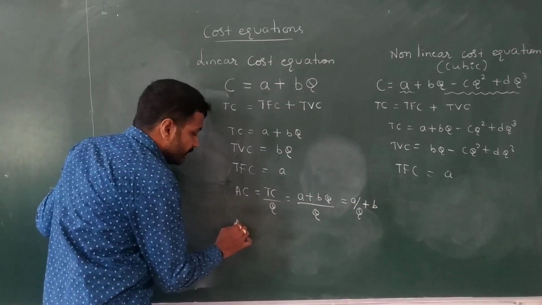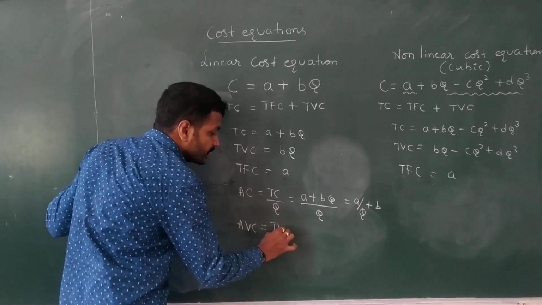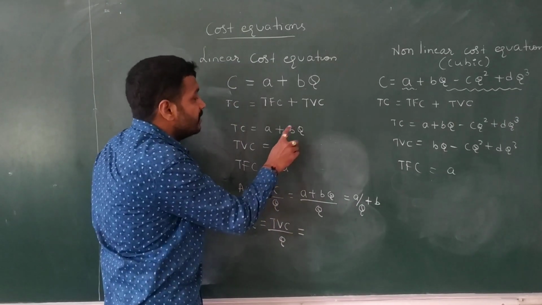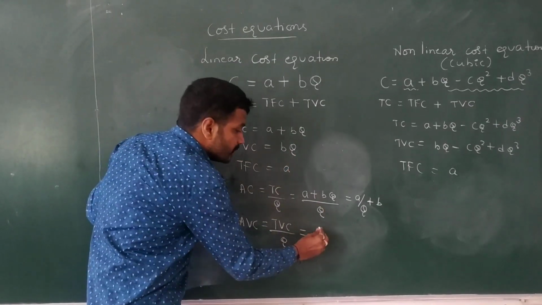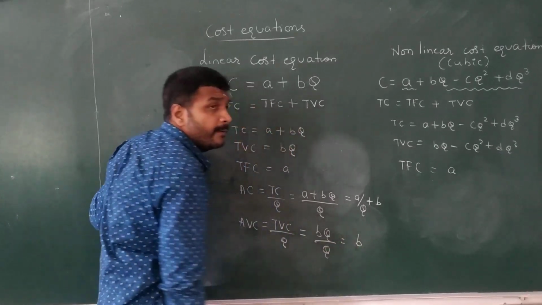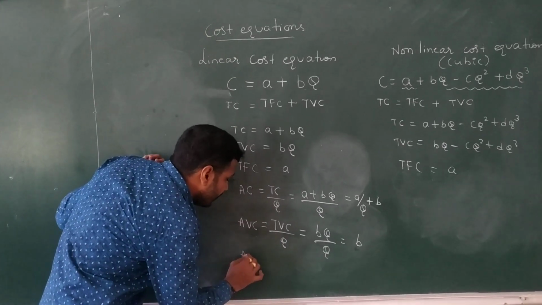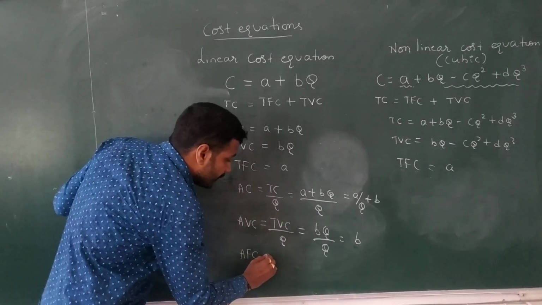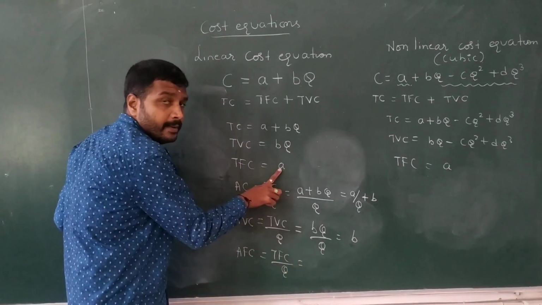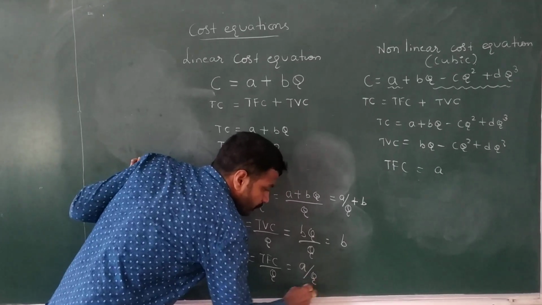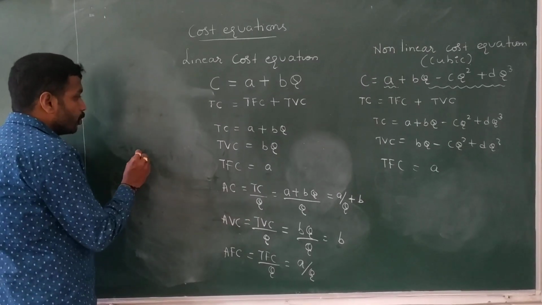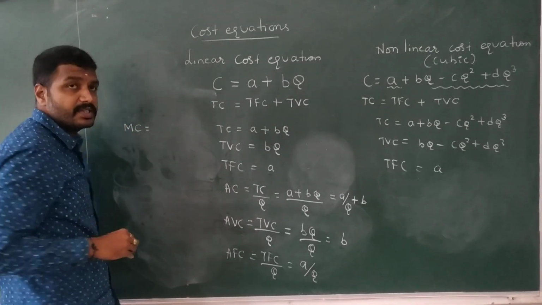Now we will consider average variable cost, which is nothing but TVC by Q. The expression of TVC is BQ, such that it becomes BQ by Q, which is nothing but B. You know that B is a constant. Now AFC, supposing if we consider, then it becomes TFC by Q. TFC is A, divided by Q. This used to be the expression for AFC.